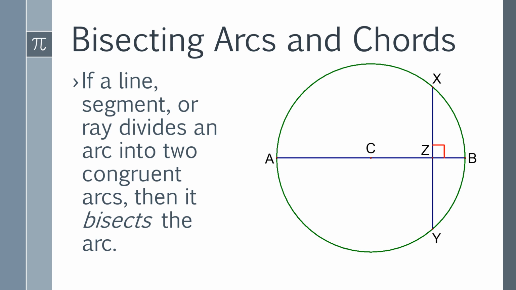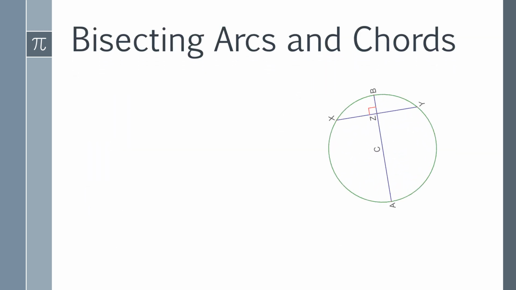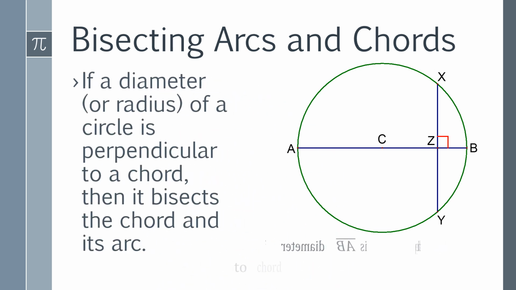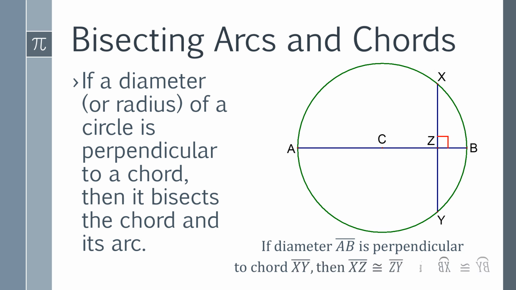Okay, so if a line, segment, or ray divides an arc into two congruent arcs, then it bisects the arc. Okay, so if a diameter or radius of a circle is perpendicular to a chord, it bisects the chord and its arc. So basically what this does, it would cut these two into congruent pieces, and this little section here would be congruent to this little section there on the arc.